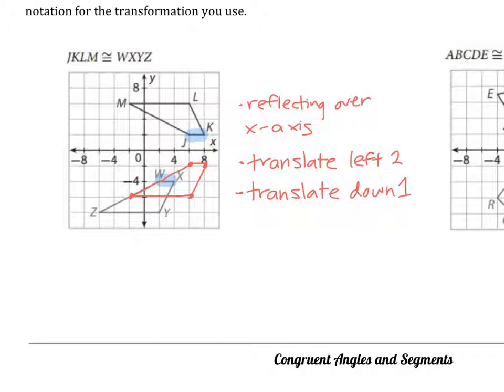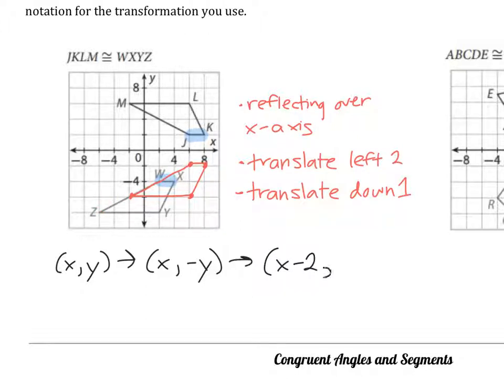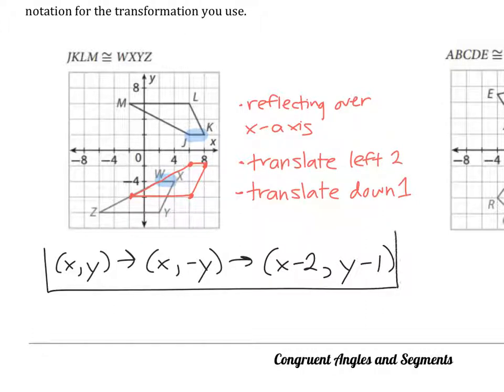So now we need to write these in coordinate notation. So we start with (x, y). The way we describe reflecting over the x-axis is we make the y's opposite. And then that brings us to here. And the way we get from here to here, well, the way you move left is subtracting from x, and the way you move down is subtracting from y. So this is our sequence of rigid motions that proves that these two figures are congruent.